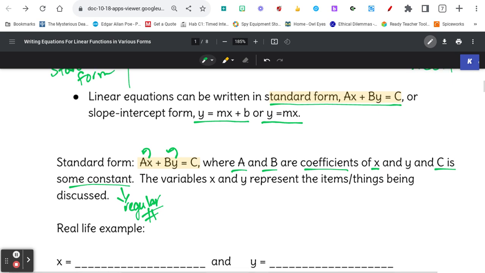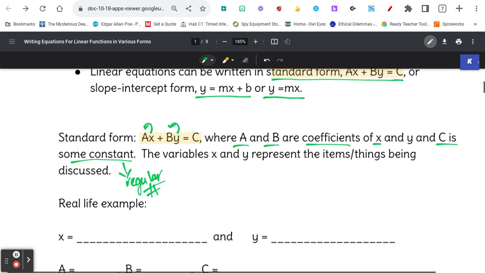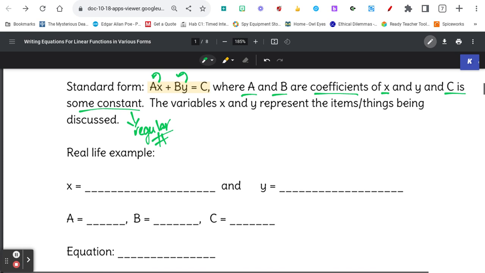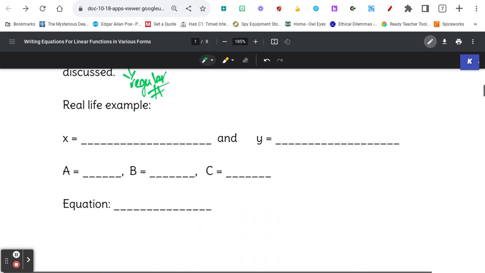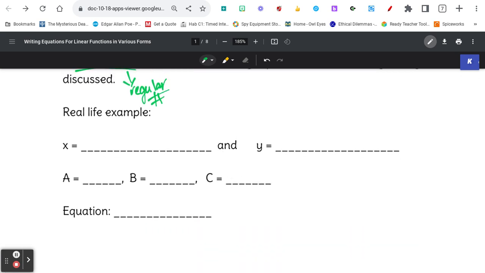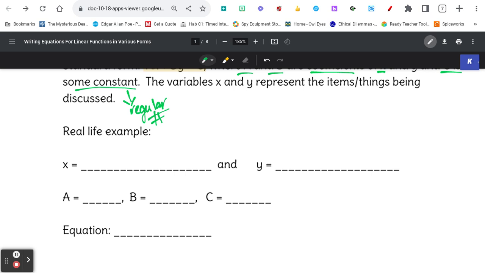All right, so let's talk about what the variables x and y actually represent, because we know A and B are coefficients. A is a coefficient of x, B is a coefficient of y, C is just some regular number. But what does your x and your y actually mean? What do they represent? So x is going to be our independent variable.